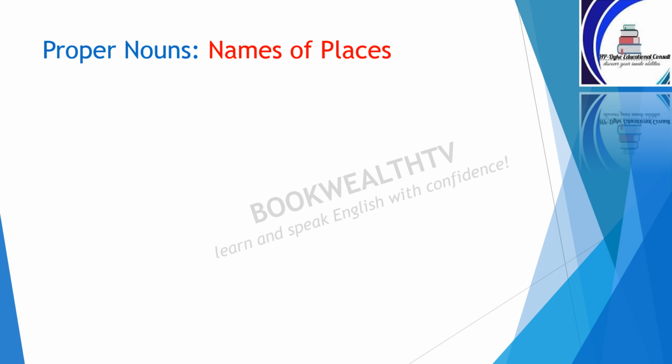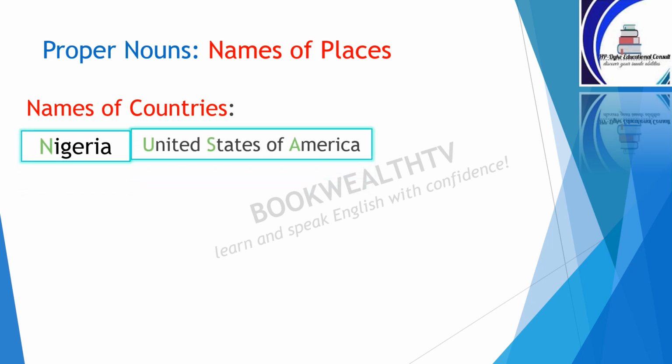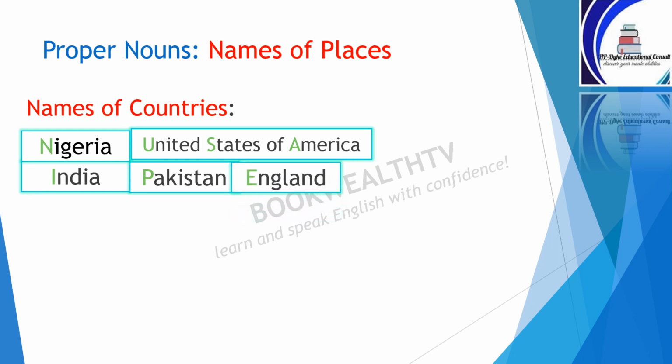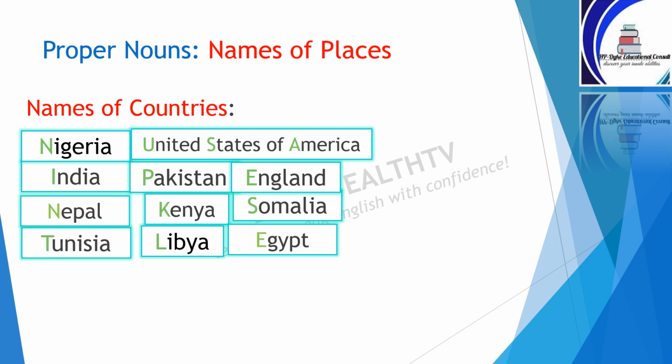On this slide, we have proper nouns, names of places, names of countries: Nigeria, United States of America, India, Pakistan, England, Nepal, Kenya, Somalia, Tunisia, Libya, Egypt, and several others.